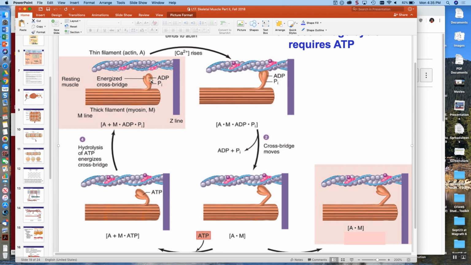How fast does this actually happen? Quick. It's pretty amazing when you think about muscle contraction, and even cardiac pacing, your heartbeat. It's crazy. It's milliseconds.